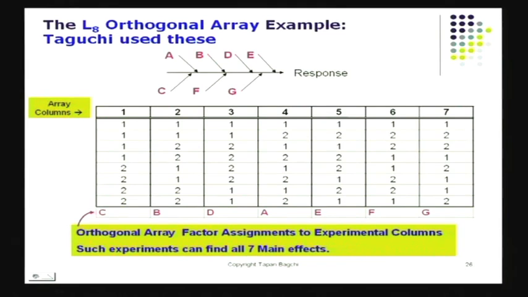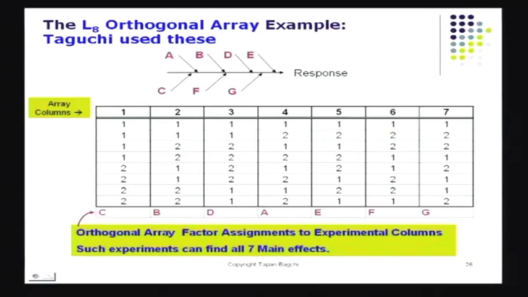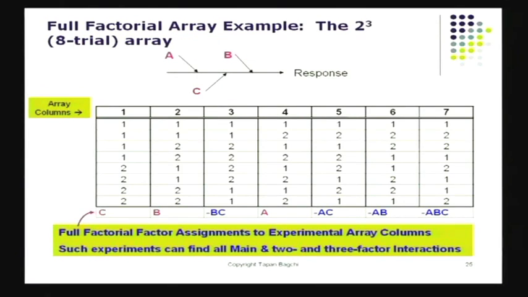What is the advantage of these plans as opposed to the full factorial plan? For one thing, it lets you study many more factors. Like here, with the same 8 trials, I'm running 8 experiments, and I'm able to study 7 factors. When we went back to the full factorial experiment, with 8 trials, I'm able to study the effect of basically A, B, and C, 3 factors only.